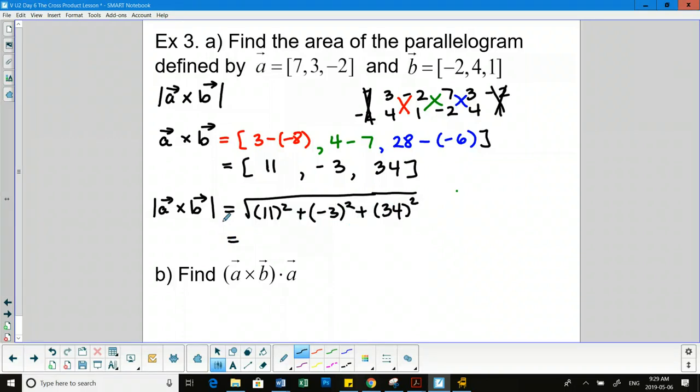Okay, what did you guys get? 35.86. Exactly. What's the exact value? Root 1286. Yes. So after you square them, you should get 1286. Can that be reduced anymore?